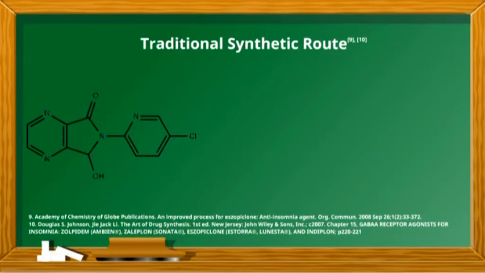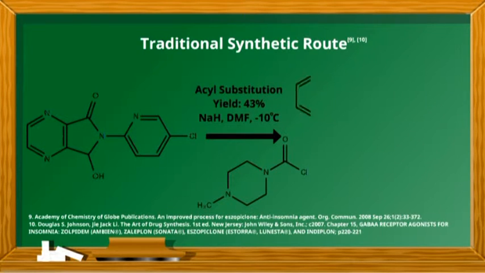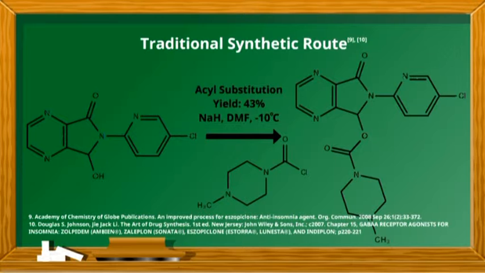The final step of the synthesis involves the condensation of the intermediate produced from the last step through the acyl substitution in the presence of sodium hydride, dimethylformamide, and CCMP at -10 degrees to eventually give racemic Zopiclone. The yield at this step is measured at 43%.